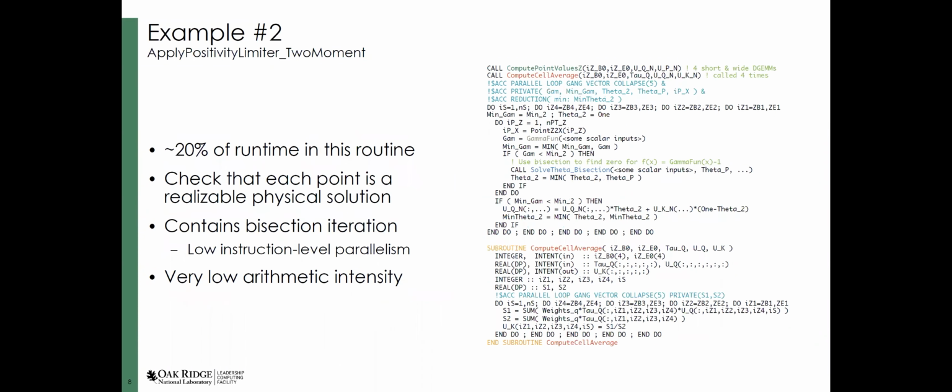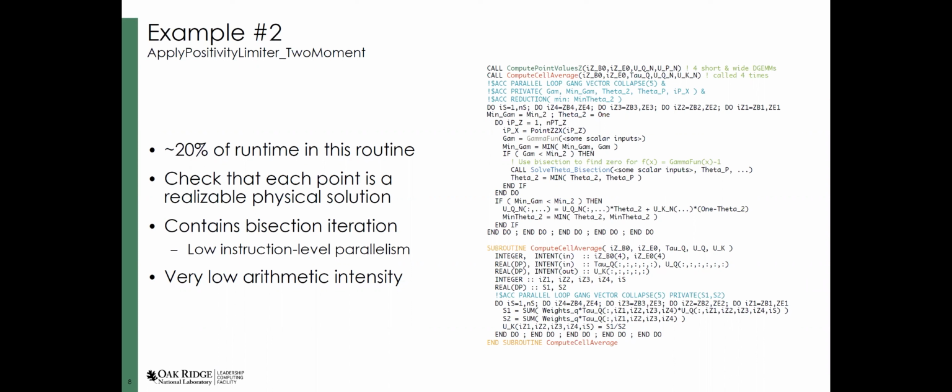To contrast that, this is another example, a piece of code that in the original CPU code was one really big loop where each iteration was doing a ton of work, and it did not perform well on GPUs. We had to break this up at the expense of using a little more memory, but getting a lot more instruction level parallelism. We took this big loop and broke it up into smaller loops. One of those, for example, contains a bisection iteration, which is not something that's going to perform well on the GPU, because each point that's doing the bisection iteration could take a very different amount of time to converge.